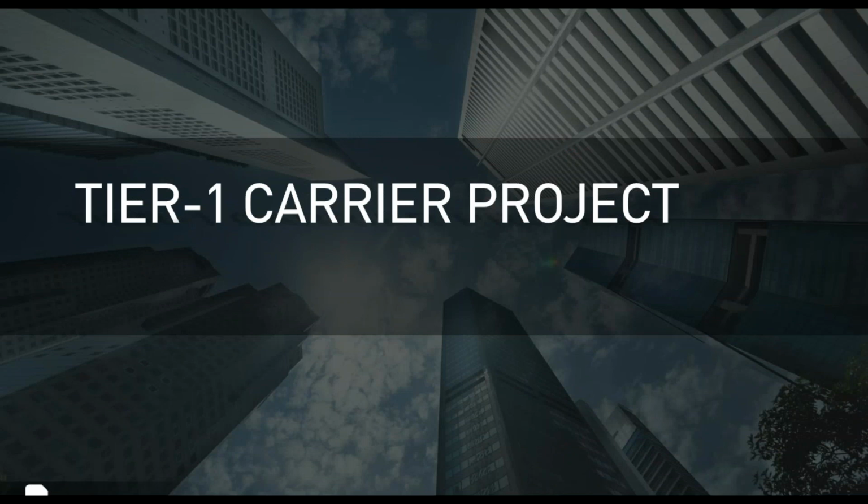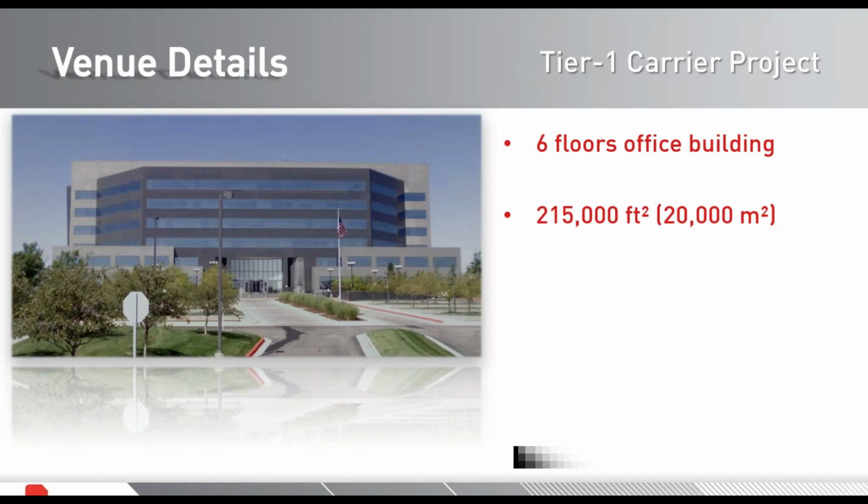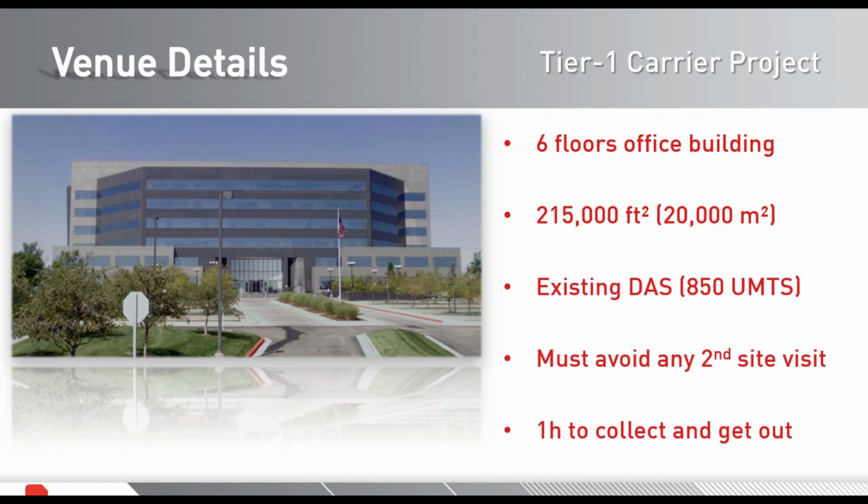So finally, our Tier 1 carrier project. What was it? Well, here is the venue. It is a 6 floors office building of roughly 215,000 square feet. That makes 20,000 square meters. It has an existing on-air DAS running over 850 megahertz for UMTS.